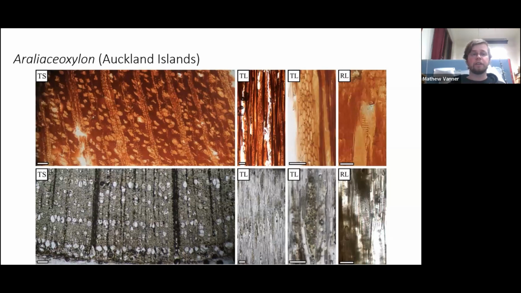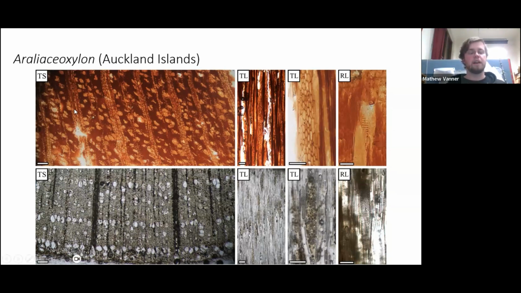So I took some Aralia, some actual modern lancewood material from the Auckland Islands. I was lucky enough to gain a permit to send someone down there to bring some back for me, as well as have some sent down from Landcare. And you can see there are quite a few differences between the modern Araliaceae, the modern lancewood material, and the fossil Aralia material, the fossil Araliaceoxylon.